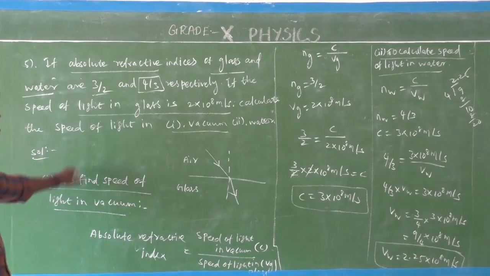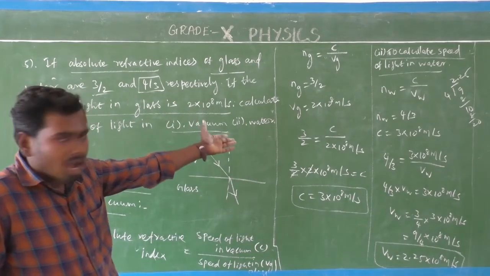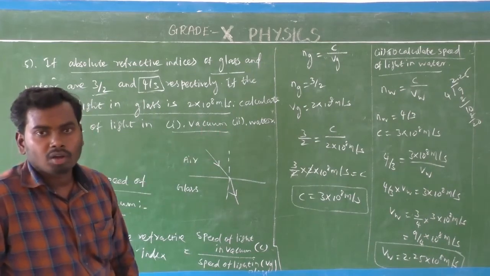So in the first case, the speed of light in vacuum is 3 into 10 to the power of 8 meter per second. In the second case, the speed of light in water is 2.25 into 10 to the power of 8 meter per second.